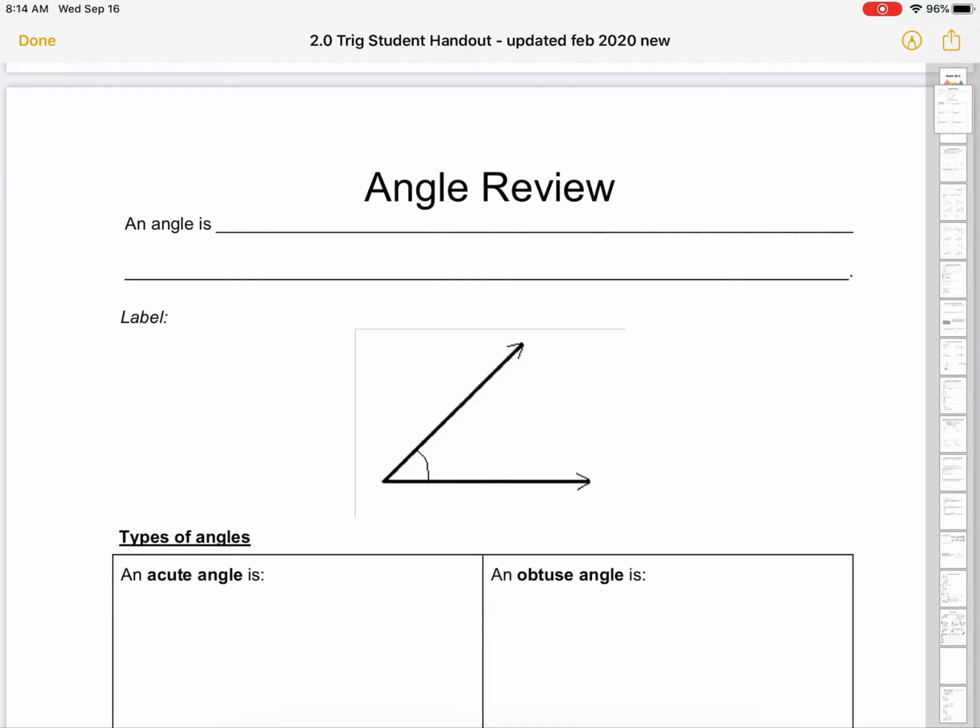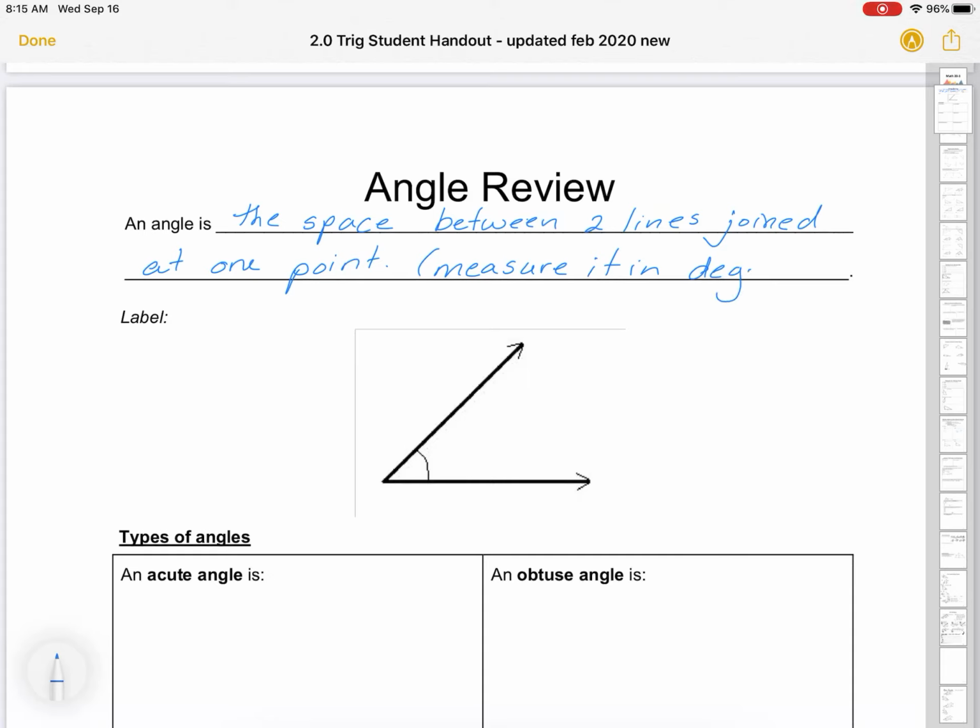So the first thing we're going to do is a little angle review. Now, what is an angle? An angle is the space between two lines joined at one point. Okay, and we measure it in degrees, which looks like a little circle like that.